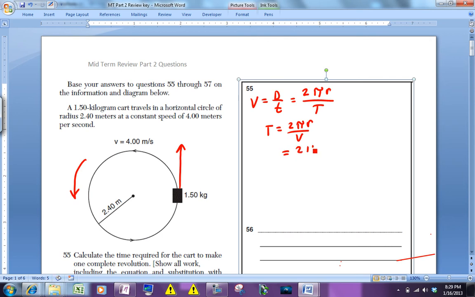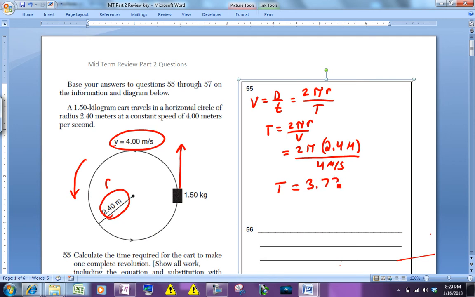We're told that the r, the radius, is 2.4 meters. Notice when I substitute in, I have the units, and I've also written the formula before I plug anything in. And the tangential velocity is 4 meters per second. Put that into your calculator, and you should get 3.77 seconds. Don't forget the unit on the final answer.